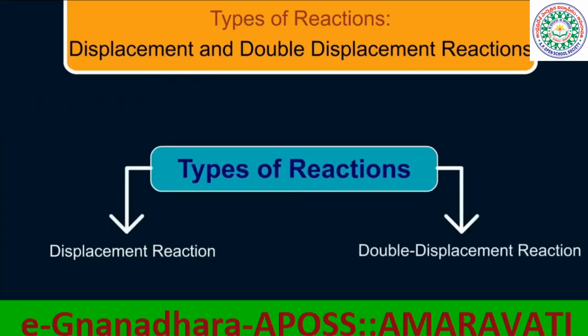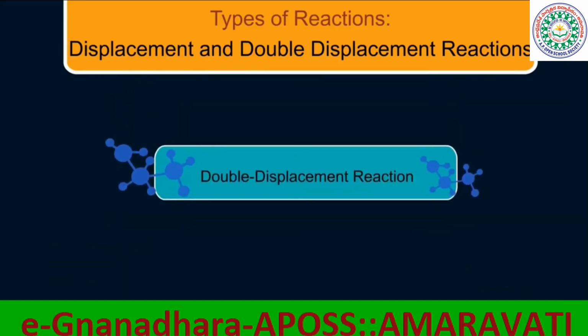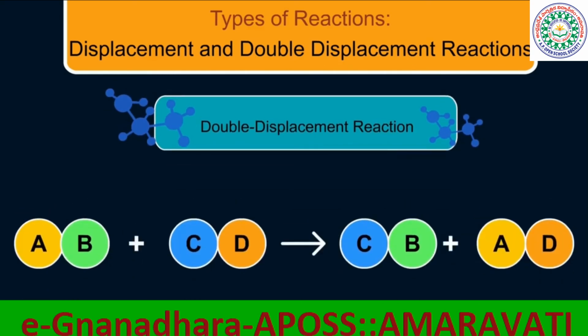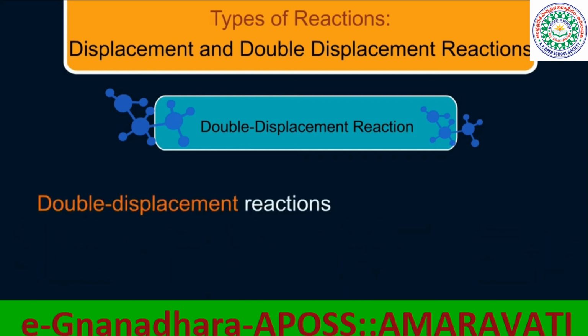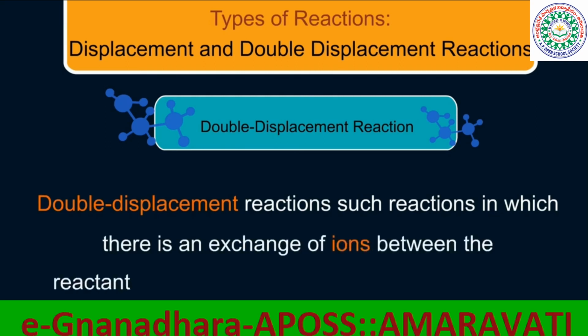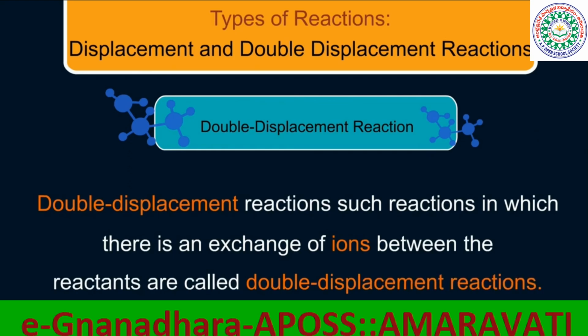We will now discuss another type of reaction, which is double displacement reactions. It is similar to displacement reactions, but the name itself suggests that it is double displacement. That is, there is substitution of 2 atoms by other 2 atoms. In reality, such reactions in which there is an exchange of ions between the reactants are called double displacement reactions.